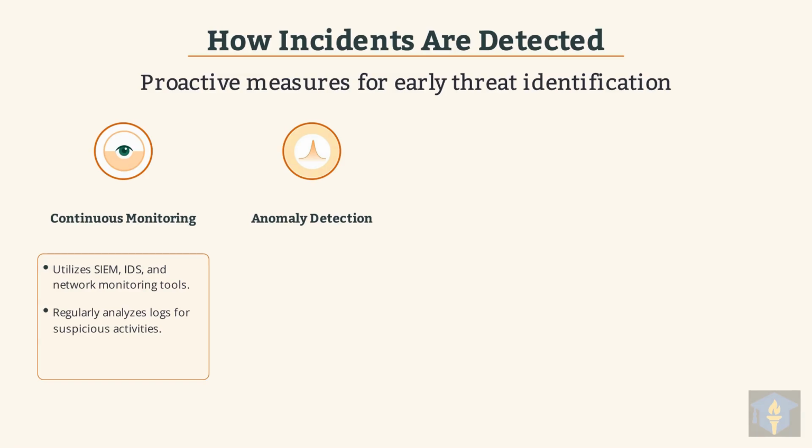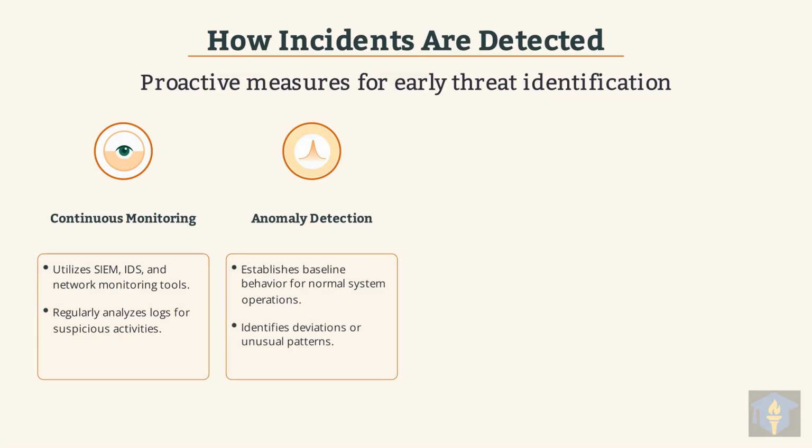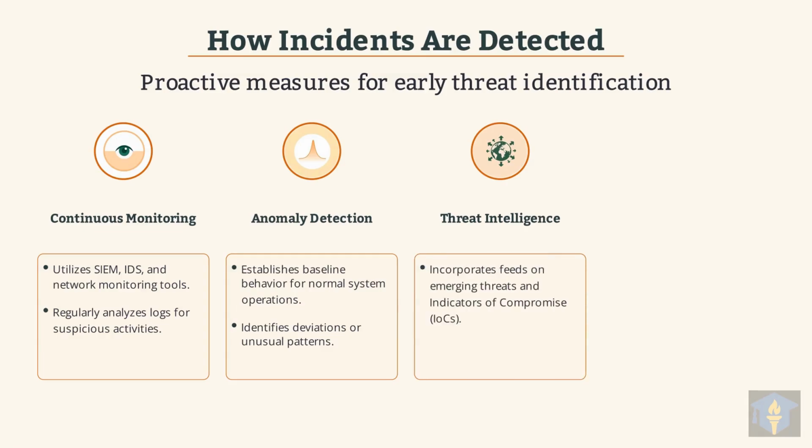Anomaly detection is another powerful technique, focusing on deviations from normal behavior. It begins by establishing a baseline for normal system operations, understanding what typical behavior looks like. Then, it identifies any deviations or unusual patterns that might indicate a security issue. Threat intelligence plays a crucial role, providing external insights into current and emerging dangers. It incorporates feeds on emerging threats and known indicators of compromise, or IOCs, into our defenses. This enables security teams to proactively hunt for threats using up-to-date intelligence.